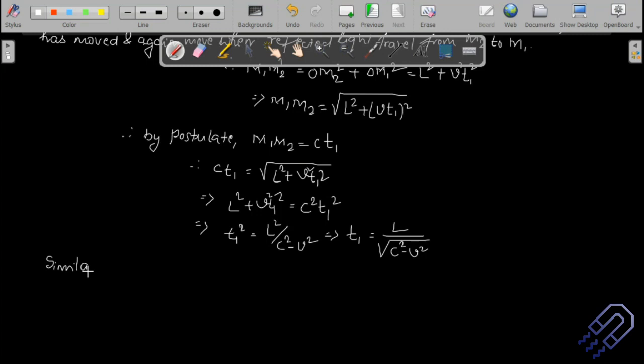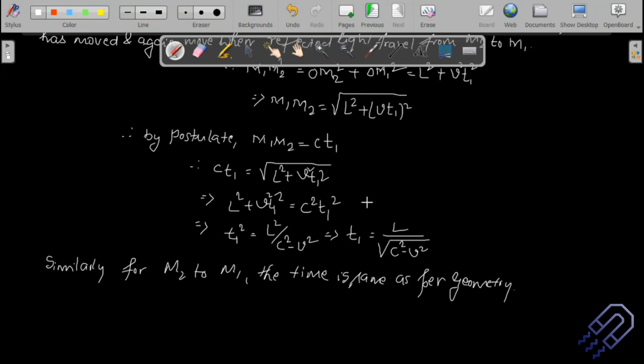Similarly for M2 to M1, the time is the same as per geometry. You can check it. We know that it's basically traveling with the same speed v. So I'm not going to do the calculation.